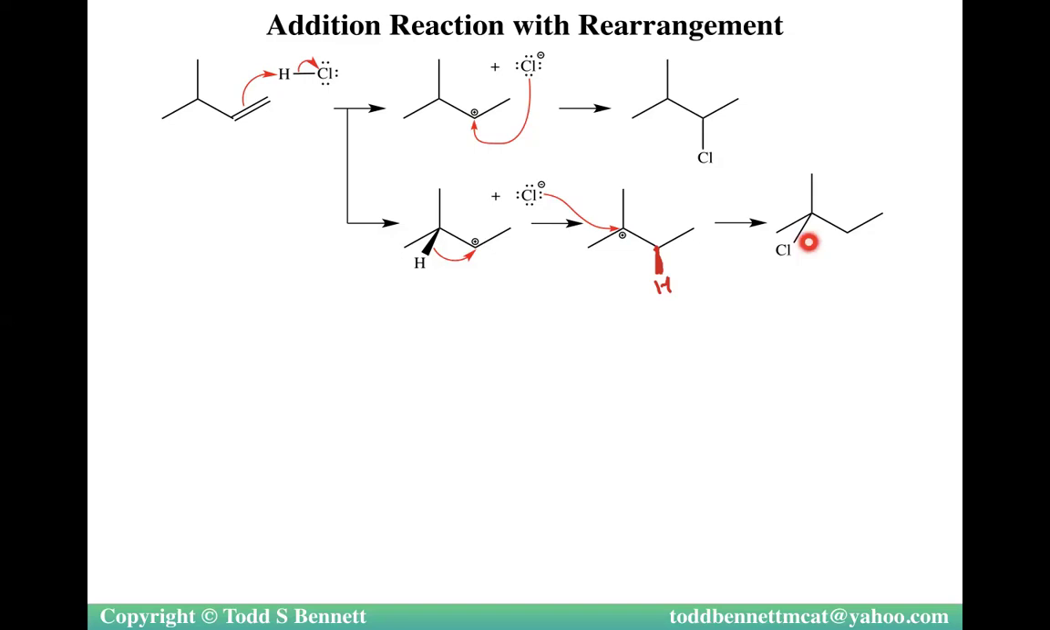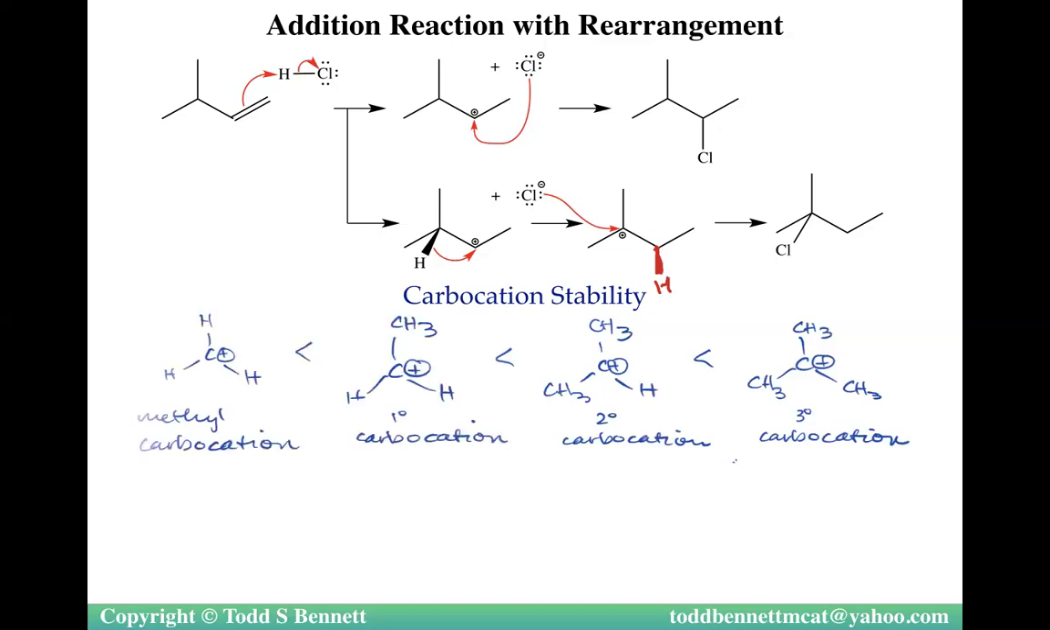This is going to be your major product, and that one is going to be your minor product. But anytime I have H plus and an alkene, I will have to consider rearrangement. And again, just have to remember your carbocation stability. As mentioned, tertiary beats secondary, secondary beats primary. Methyl is just so bad, it just isn't going to exist. You'd have to do something extreme to get it.